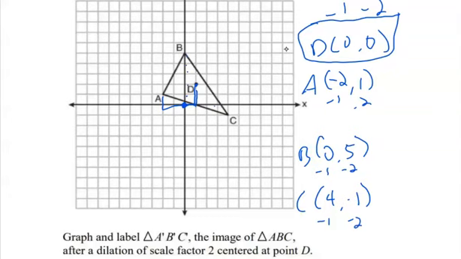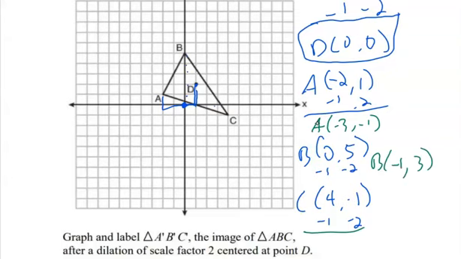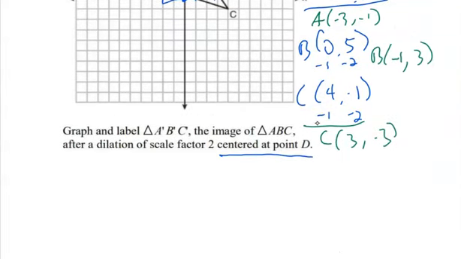So I'm going to call A, change the color of it too, A would be at (-3, -1). B would be at (-1, 3). And then C will be at (3, -3). So I'm going to rewrite that. I've got more space, so I'll rewrite it down here.